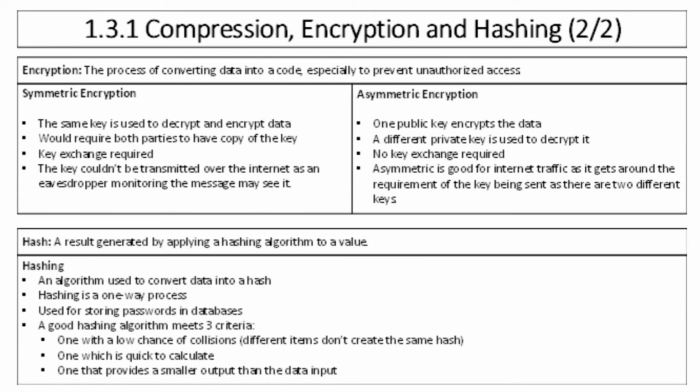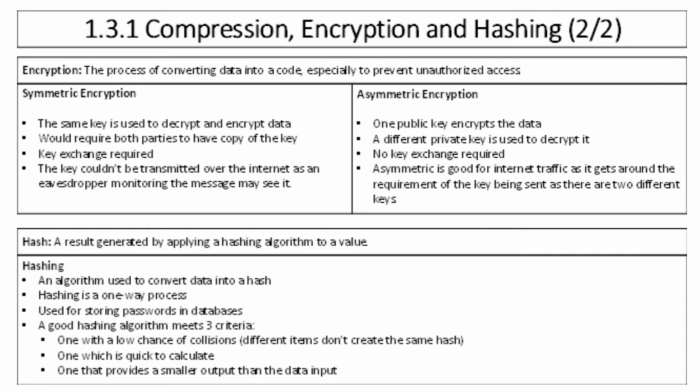Encryption: the process of converting data into code, especially to prevent unauthorized access. Symmetric encryption: the same key is used to encrypt and decrypt the data. It would require both parties to have a copy of the key, and a key exchange would be required. The key couldn't be transmitted over the internet, as an eavesdropper monitoring the messages may be able to see it, so it's kind of worthless.